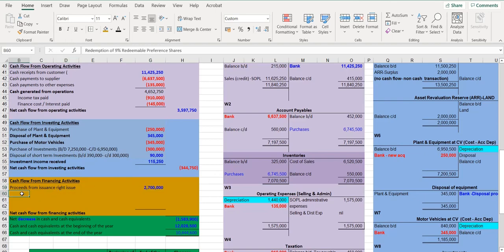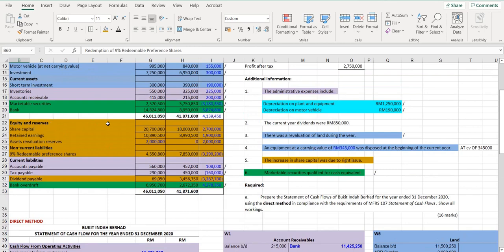The next item is the redemption of preference shares. How do I know it is a redemption? You may wonder. I know it is a redemption because there was a reduction in the balance. At first, you can see the balance was 7.85 million and then it goes down to 4,550. There is no information whether the redemption was out of profits or out of a fresh issue of shares, but we know there is a redemption. So the payment on redemption was 3,299,200.